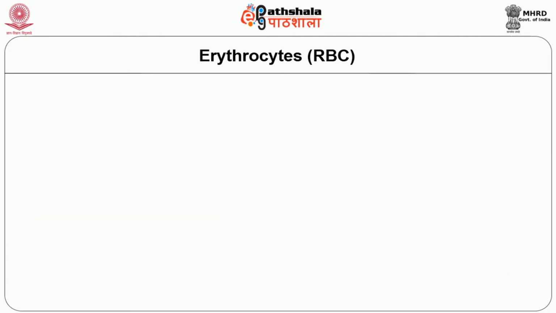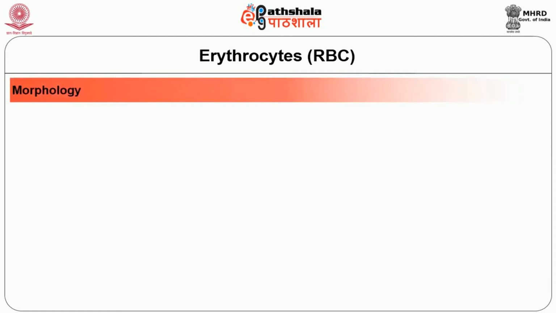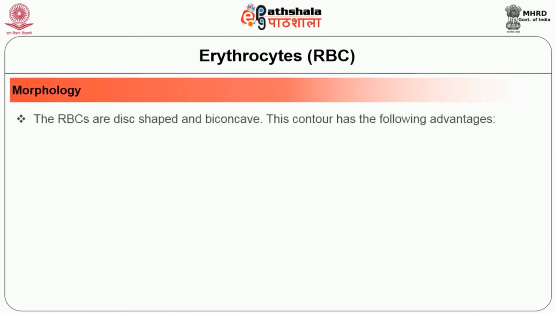First one is the erythrocyte or the RBCs. The morphology of erythrocytes is that they are disc shaped and biconcave. In fact, the biconcavity is the one which is giving the disc shape to the RBCs. This contour has the following advantages.